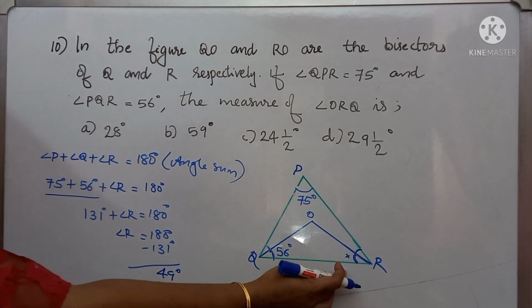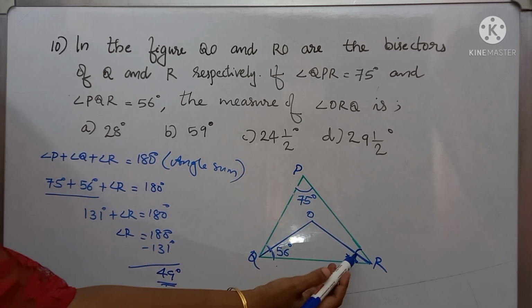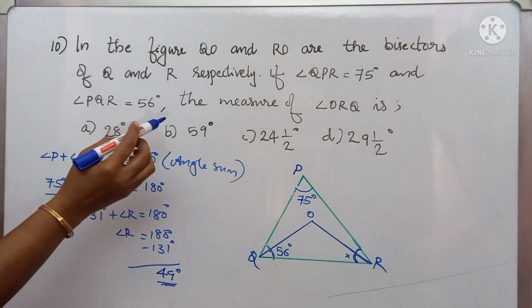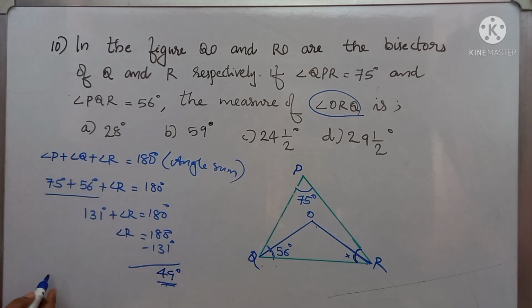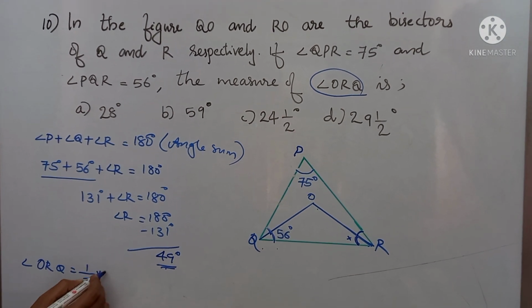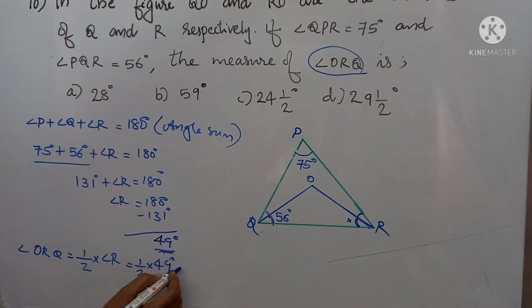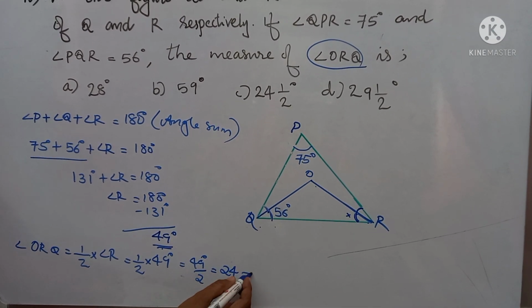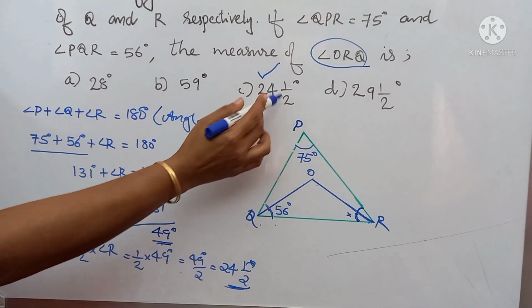We need half of that angle only. And here it is given that OR bisects it, so we can find the half of that only. It is asked to find ORQ. Here ORQ is the half of angle R. Angle ORQ is equal to half of angle R, that is equal to half of 49 degree, that is 49 degree divided by 2, that is equal to 24 and a half degree. This is the answer. 24 and a half, option C.